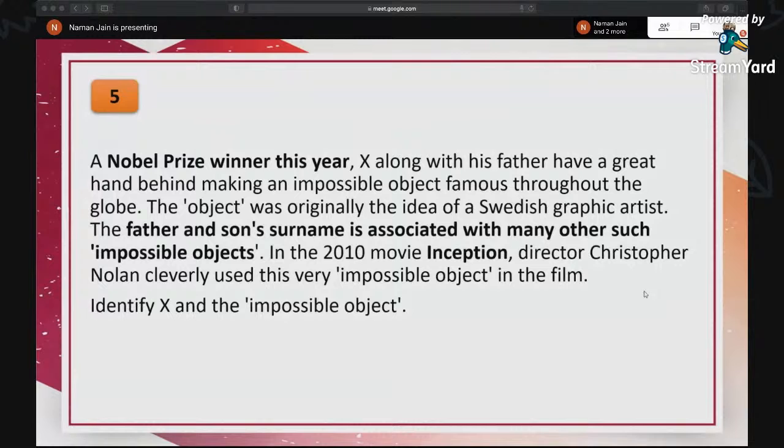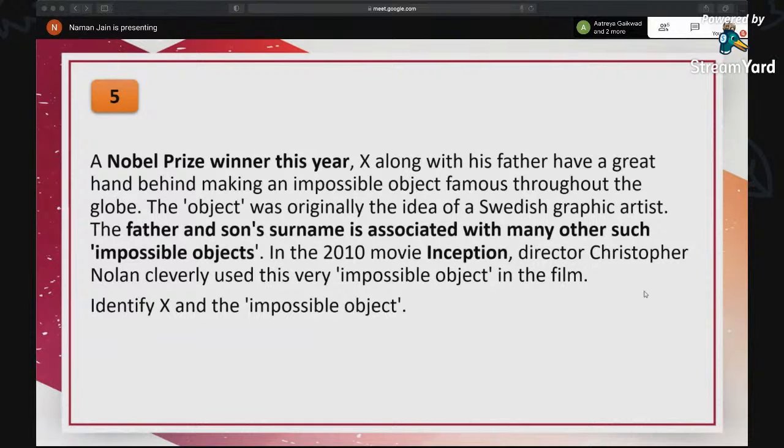So, in two parts, X and the impossible object. X, we need a surname. Fairly famous Nobel Prize winner this year. And yeah, Inception, for those who have watched the movie. So need a surname for X and impossible object for Y.